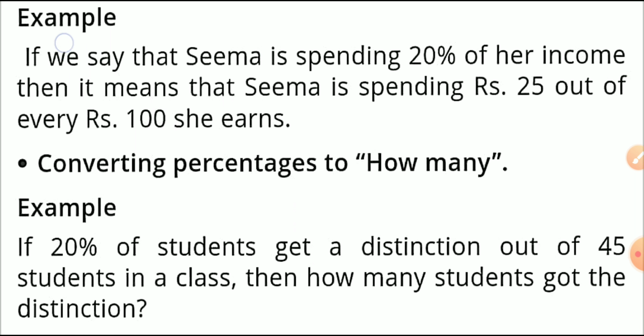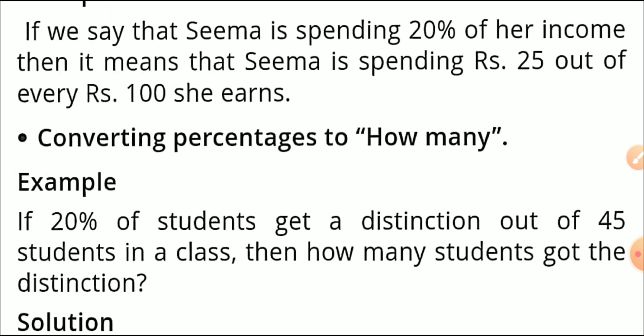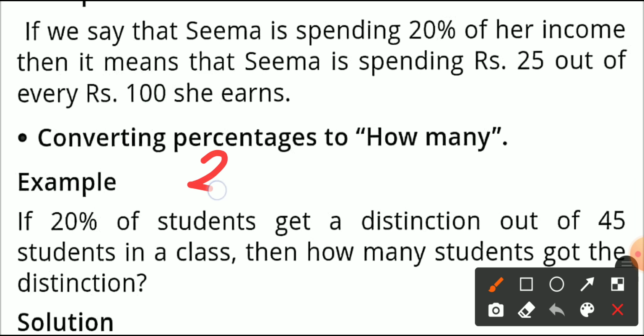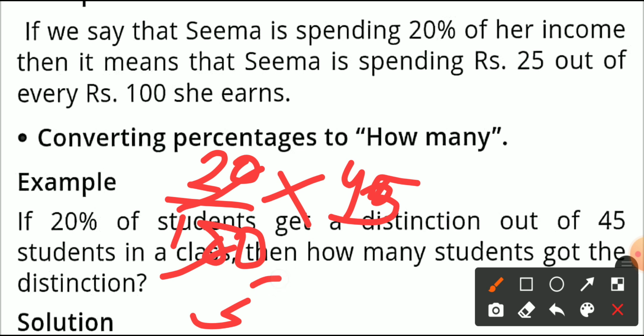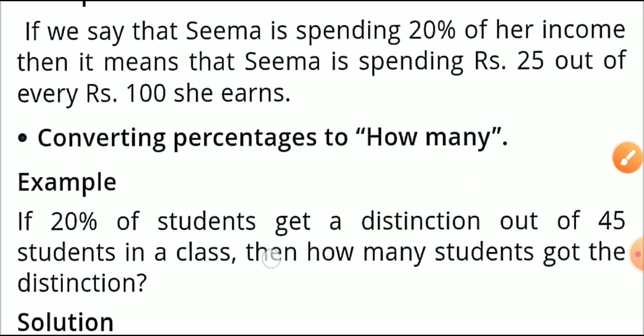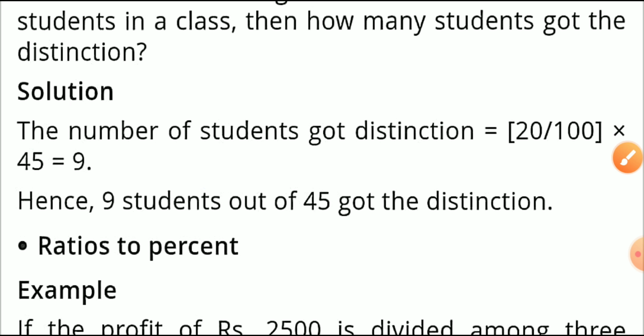Converting percentage to quantity. Example, if 20% of the students get a distinction out of 45 students in a class, then how many students got the distinction? 20% of students get distinction, and there are 45 students. So what will you do in that condition? 20 upon 100 times 45. 5 20s are 100, and 5 9s are 45. So the answer is 9 students. Understand?